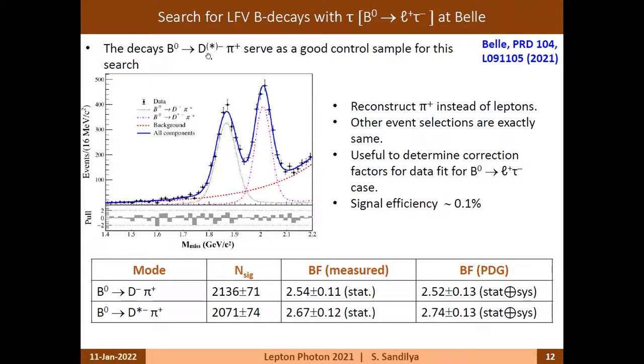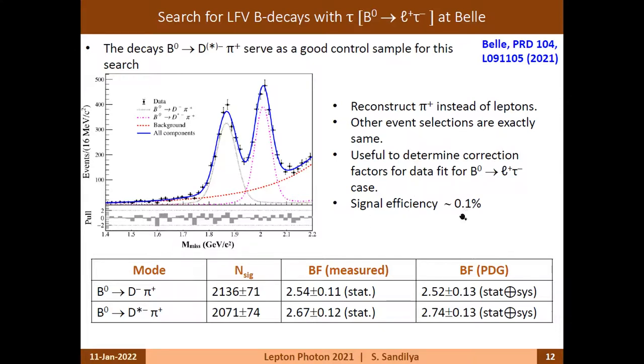we can have B going to D* pi as a good control sample. So basically the same analysis method can be applied here. And instead of a lepton, we just reconstruct a pion, and the other event selection remains exactly the same. So this missing mass would peak around D and D*. And this is also useful to determine correction factors for the B to L tau case.